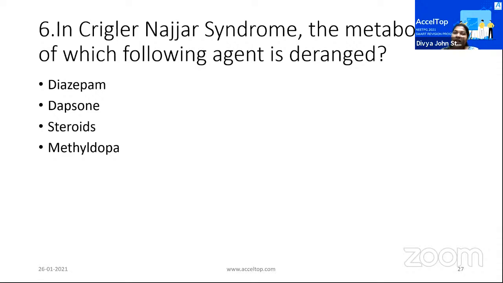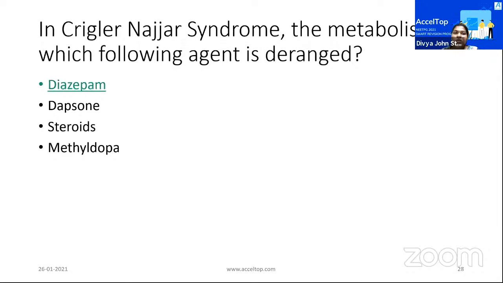Crigler-Najjar syndrome is a rare genetic disorder where you have UGT1A1 expression deficit. So you have abnormalities or deficiencies in the liver function, especially glucuronide conjugation. One of the primary drugs that is biotransformed by glucuronide conjugation is diazepam. So in Crigler-Najjar syndrome, the metabolism of diazepam is deranged. You should be able to identify this.